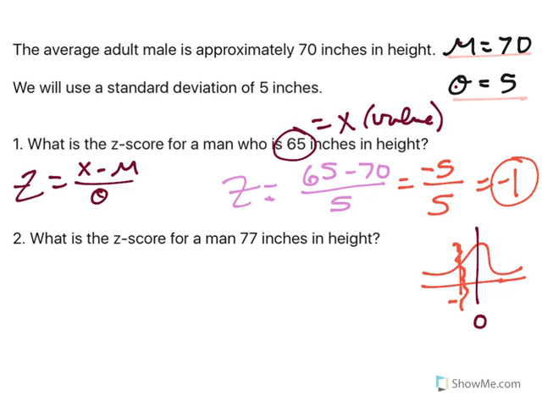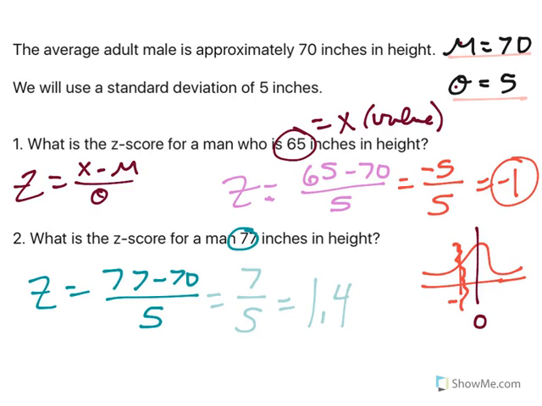All right, number 2, let's find the z-score for a man who is 77 inches in height. Well, this is our value. Value minus the mean over the standard deviation. So 77 minus 70 is 7. 7 over 5 is 1.4. So this guy, if this is 1 standard deviation, then he's 1.4. He's just past that to the right.